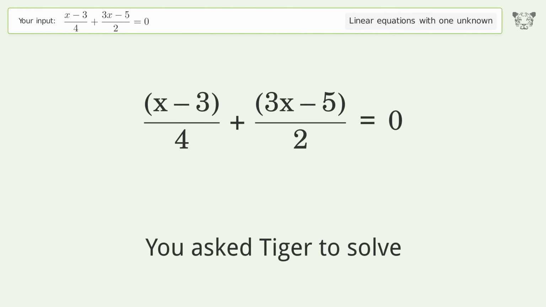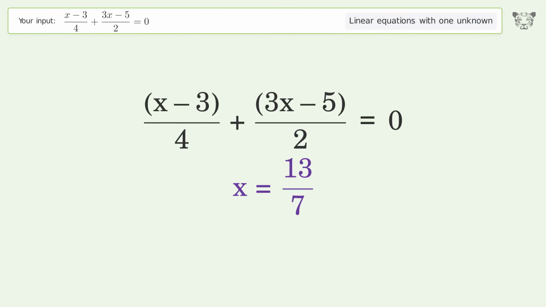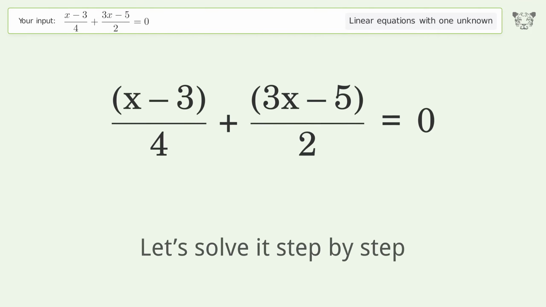You ask Tiger to solve. This deals with linear equations with one unknown. The final result is x equals 13/7. Let's solve it step by step.